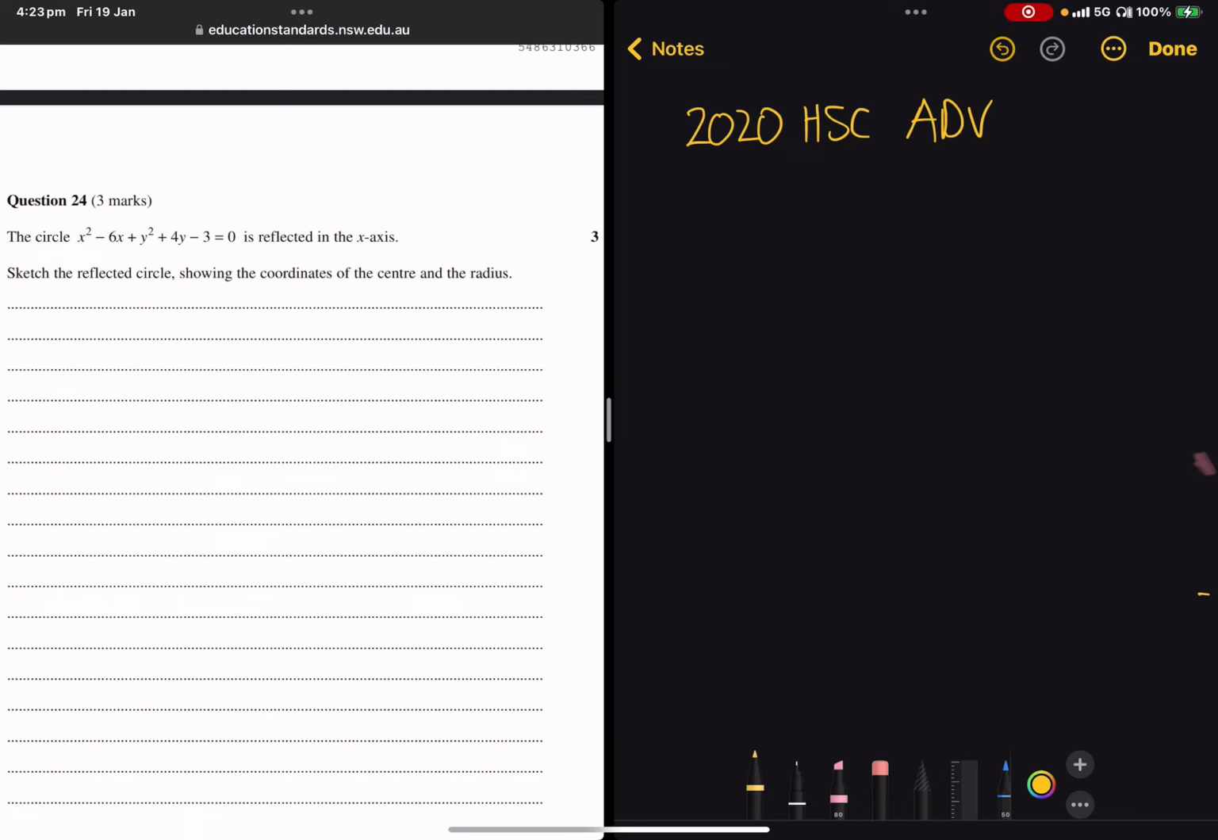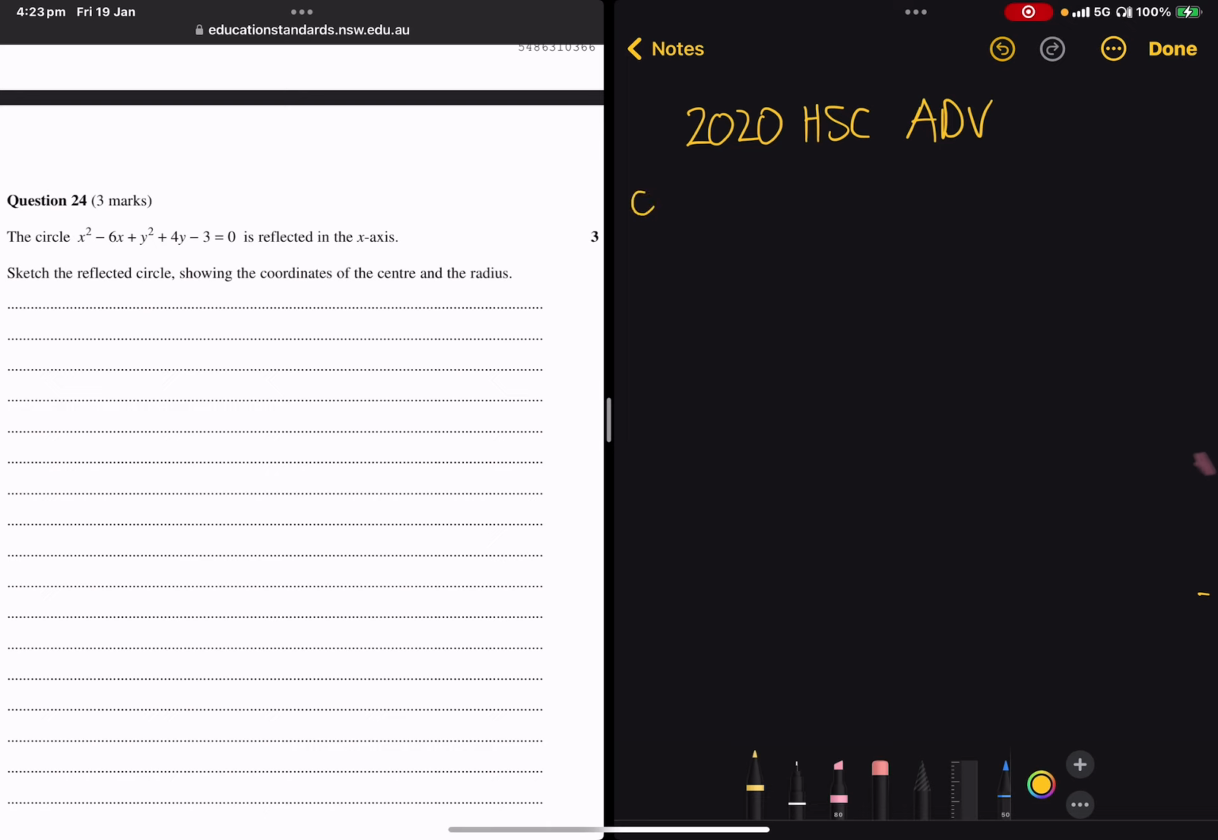We're told a circle has a particular form and it's reflected in the x-axis. We need to sketch the reflected circle, show the coordinates of the center and the radius. Easiest way to do this is just draw the circle we've been given and then reflect it along the x-axis. So we'll draw two circles here. First the one we've been given, then the one that's reflected. You don't need to draw the first one, but just drawing the first one will pretty much show you what the reflected one is going to look like.